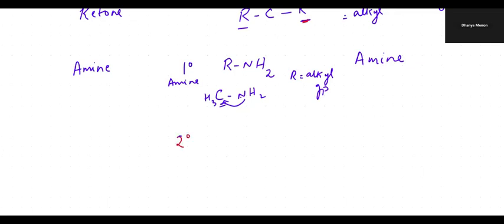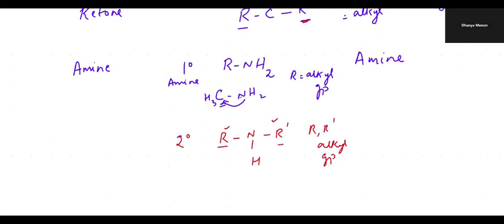R, N, H, R dash, where R and R dash are alkyl groups. They can be the same or different alkyl groups. Here you can see nitrogen is connected to two different carbons: one carbon of this R alkyl group and one carbon of another, the R dash alkyl group. So this is a secondary amine.